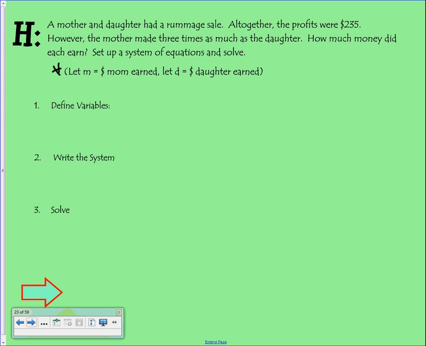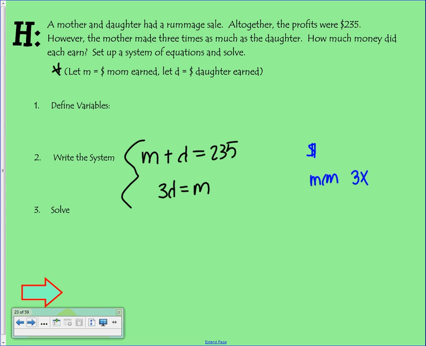So then I know that together, the mother and daughter made $235. So this one deals with the money. The second one is going to deal with the fact that the mom made 3 times as much as the daughter. So that means 3 times what the daughter made is what the mom earned. So this one's nicer. It's already set up for substitution. Oops, I squared the wrong one here. Sorry. Equals M. So M equals 3D.